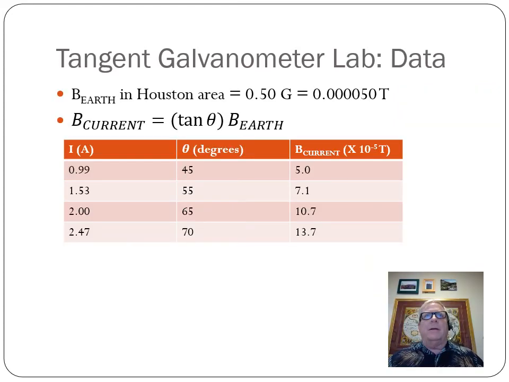So I had to look up in a map available online what the magnetic field strength was approximately here in the Houston area. I found out that the magnetic field strength is about half of a Gauss, 0.5 Gauss, which means that it's 0.00005 Tesla. Taking that, then we can calculate the magnetic field produced by the current just by taking the tangent of the angle that we found times that magnetic field strength of the Earth. And there you see the data from our lab. And I've also included an extra column there, which is the calculated magnetic field of the current.